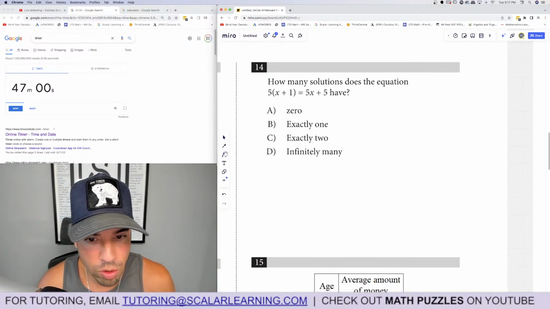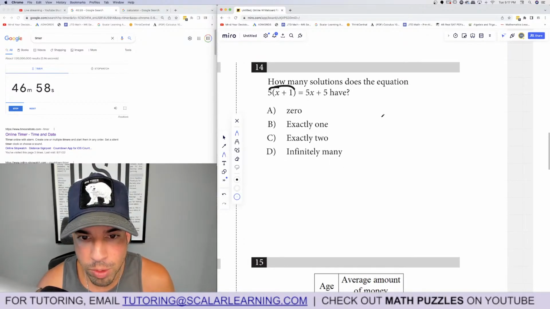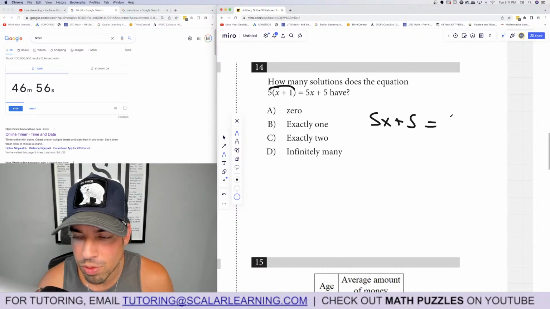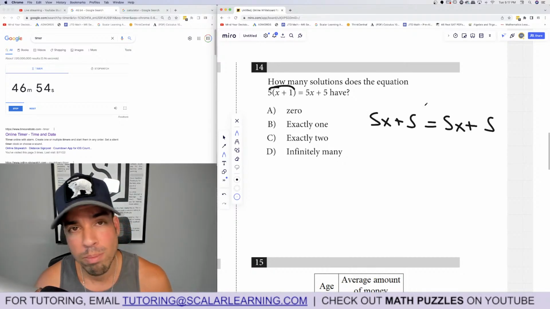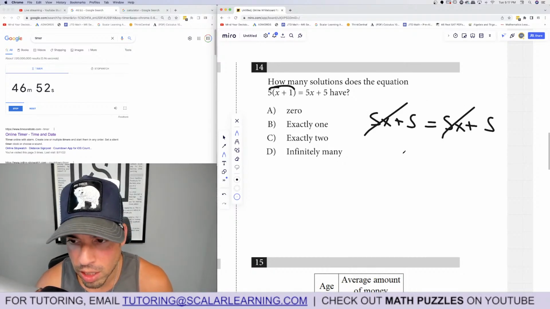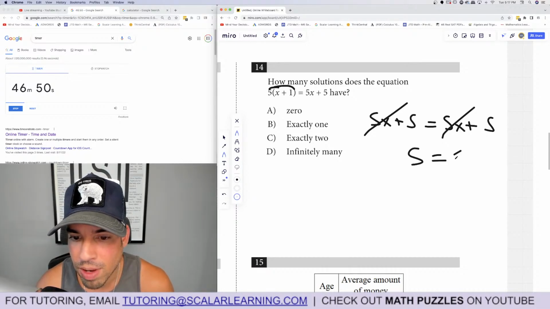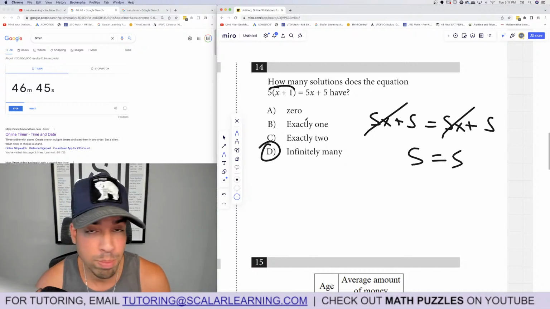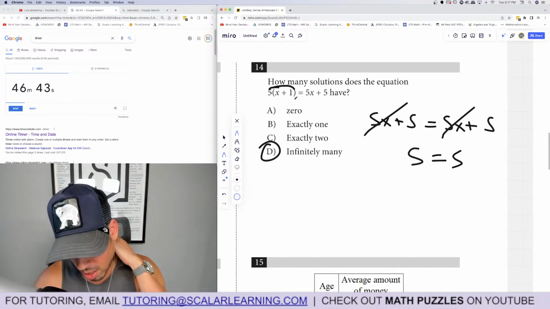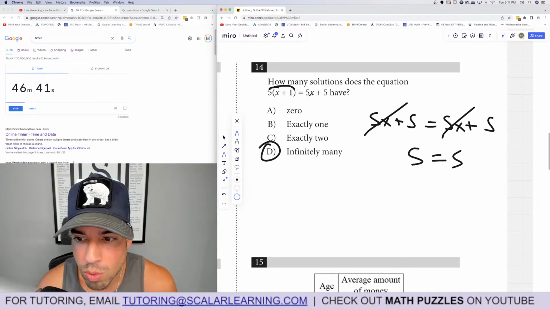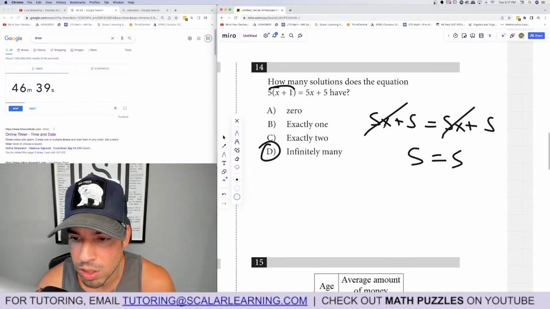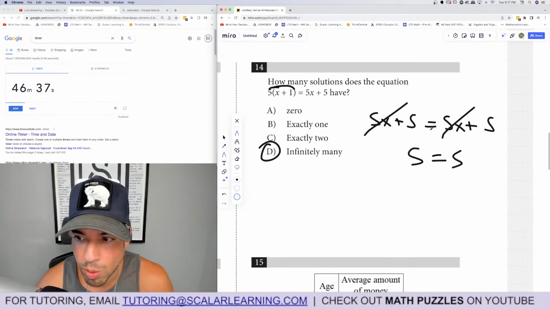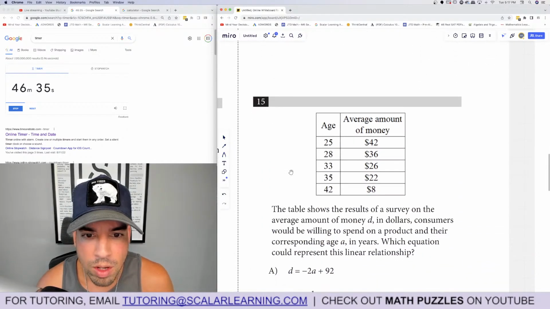How many solutions does the equation have? All right, distribute. 5x plus 5 equals 5x plus 5. Guess what? Both sides are the same, but we can subtract if we want. And when you get an answer like 5 equals 5, that means there are infinitely many solutions. If you're not sure, you literally plug in anything and it will work, right? 1 will work because 5 plus 5 is 10, 5 plus 5 is 10. 2 will work, 15 equals 15. 3, 20, 20, right? So, boom.